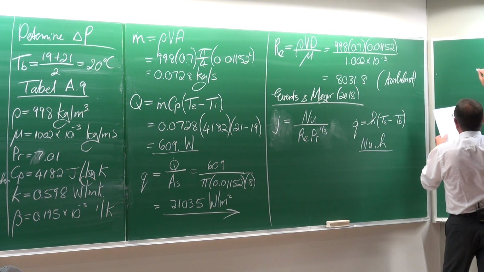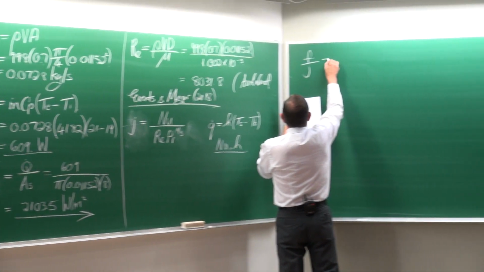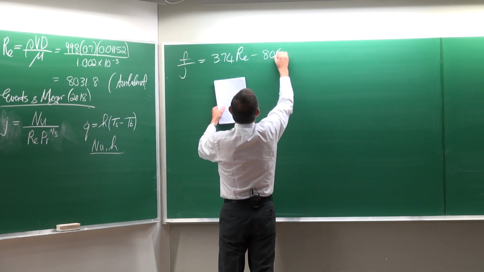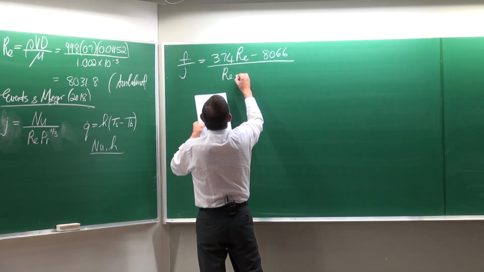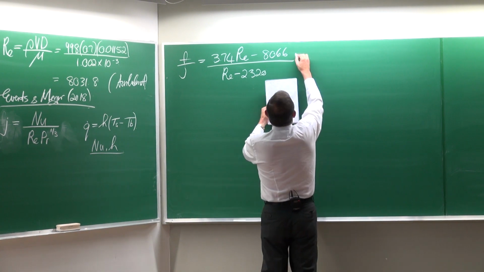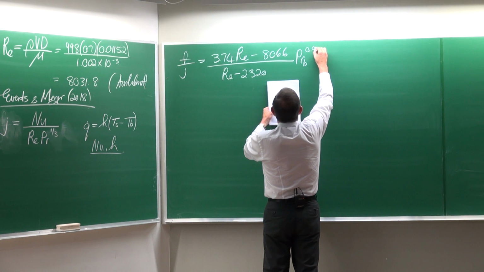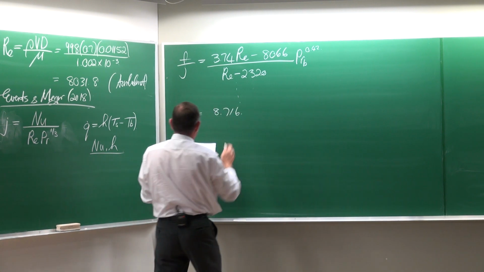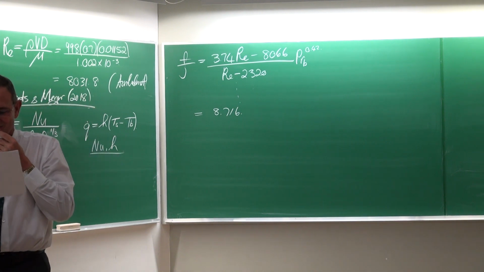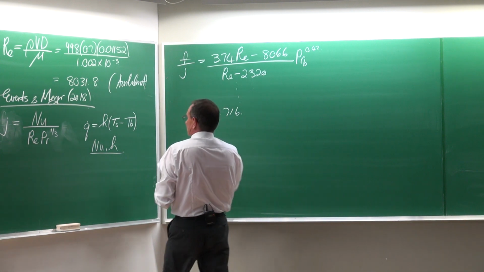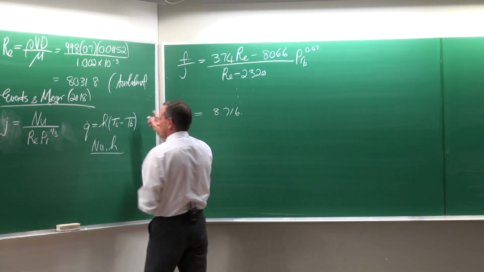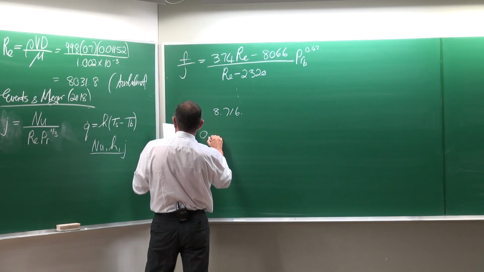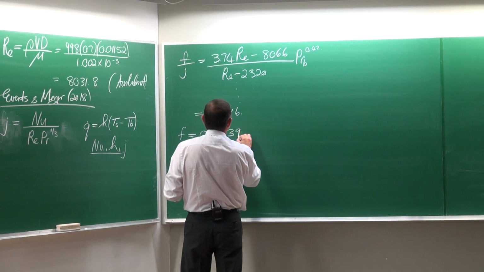And then if you go and look at the Everts and Meyer equation, it gives you F divided by J is equal to 3.74 Reynolds minus 8066, divided by Reynolds minus 2320, multiplied by Prandtl bulk to the 0.42. Go and do that, it is equal to 8.716. Okay, and the J factor you can get from there. As I've said, I've missed calculating it in terms of the specific values. But if you then go through it, you'll get that the friction factor is equal to 0.03399.